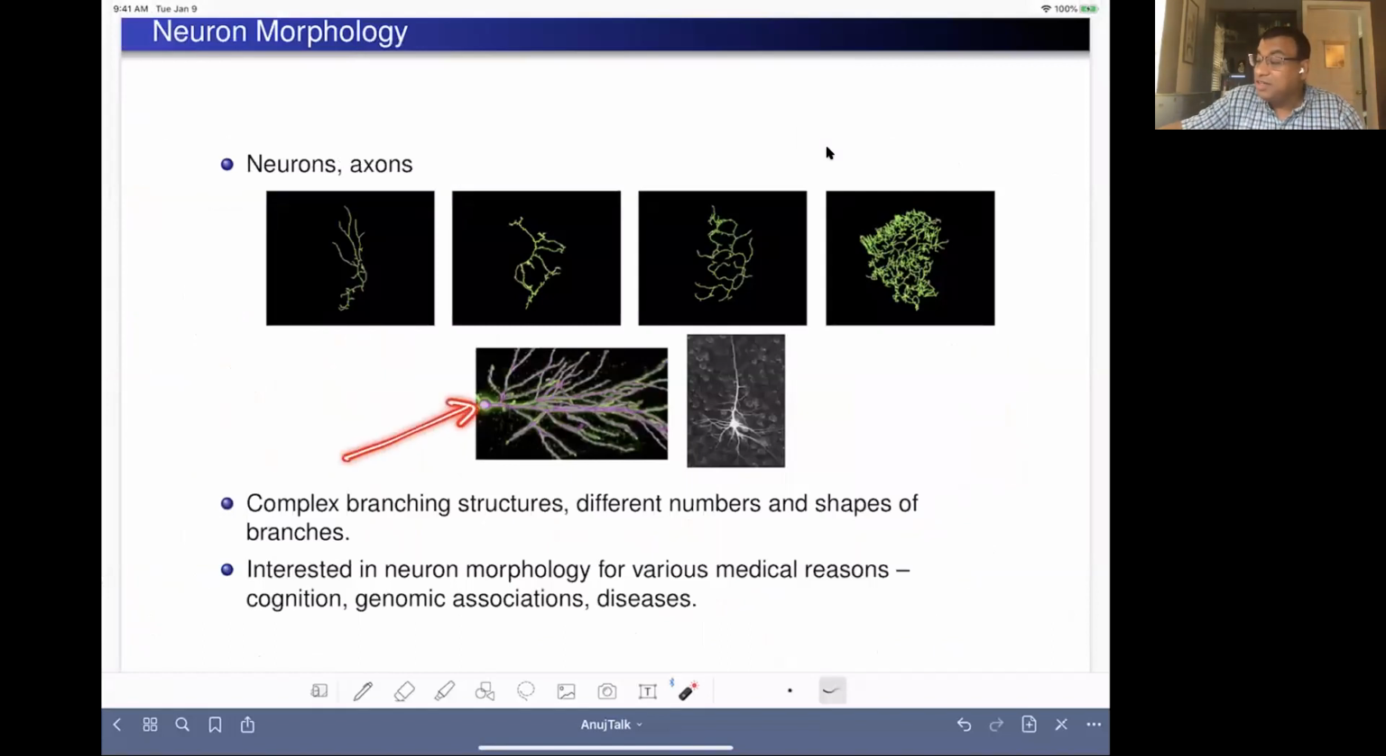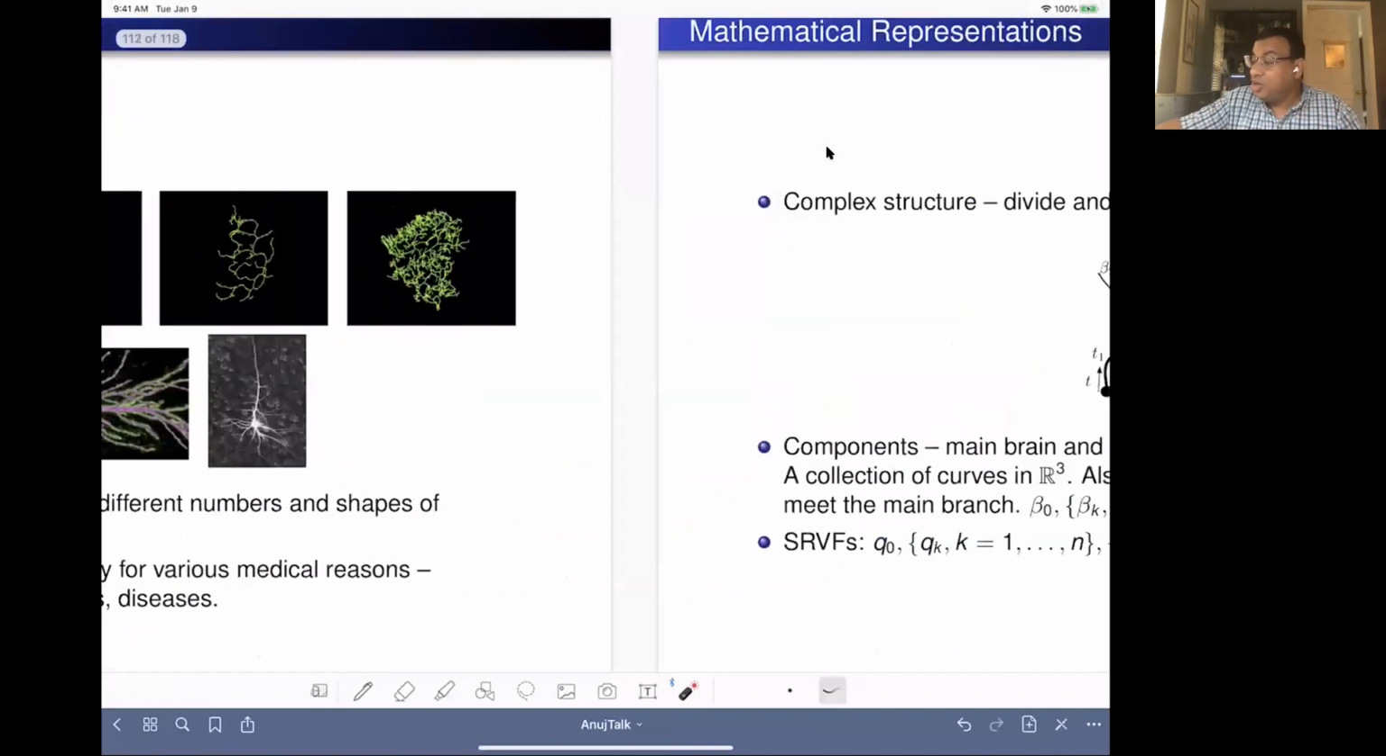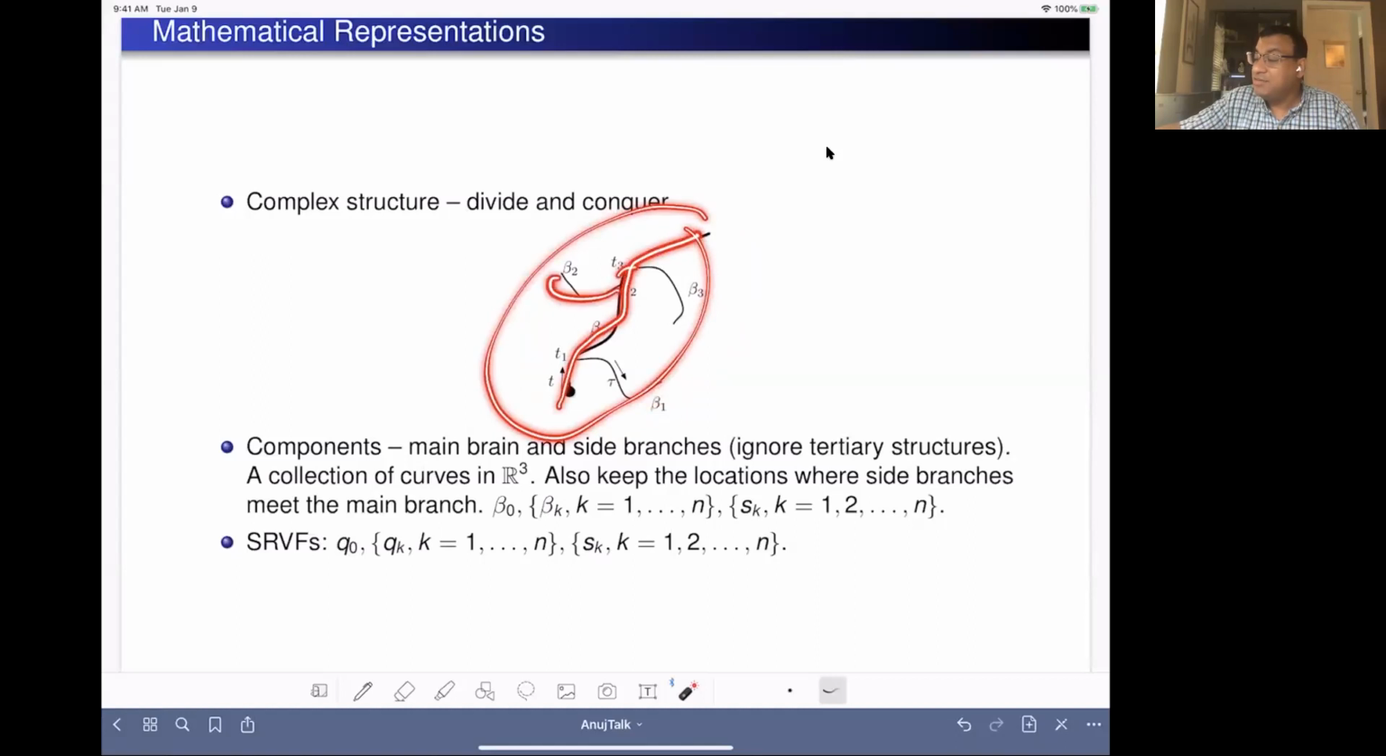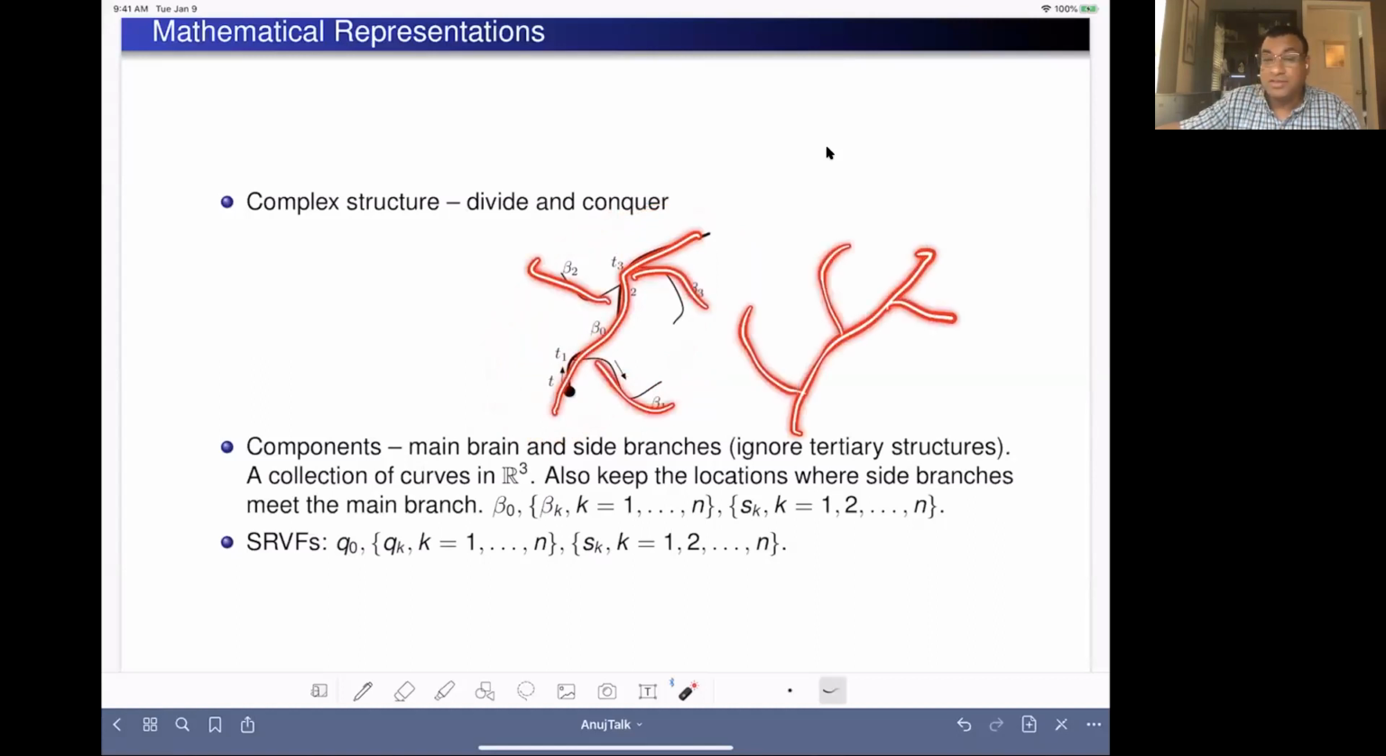Another set of objects that we have worked with are these tree-like objects. Mathematically, we model them as a collection of curves. We have studied how to do individual curves, but now we have a collection of curves, with a main curve and side branches. Whenever we are comparing two trees, we always compare the main curve with the main curve and the side branches with the side branches. But of course, what we don't know in advance is which side branch should be matched with which side branch.